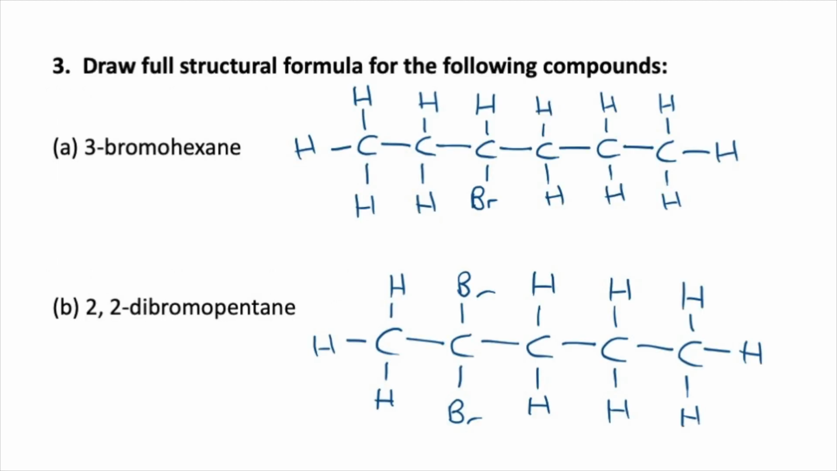So now let's go for the answers to question 3. For question 3a, you're asked to draw the structural formula for 3-bromohexane. So you have to draw 6 carbons in the longest chain, and you have to put a bromine on carbon 3. And for question 3b, you have to draw 5 carbons in the longest chain, because you're asked to draw 2,2-dibromopentane. So you have to draw 5 carbons in the longest chain, and you have to put 2 bromines on carbon 2.